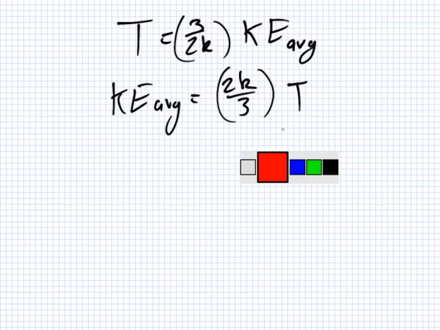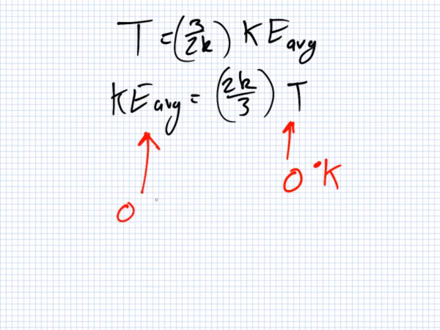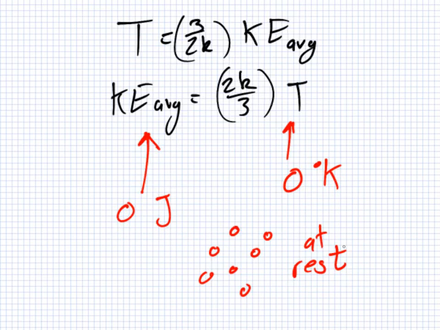So, if this temperature is 0 Kelvin, for example, what does that mean this must be? Zero. 0 joules. So, if it's 0 joules, what does that mean about its movement? No movement, the molecules must be at rest. Well, this is the thing. It's extremely difficult to actually do this. So crazy difficult that it's only been done once or twice recently. And it wasn't even actually zero. It was something like 0.01. So, you can't really do it.